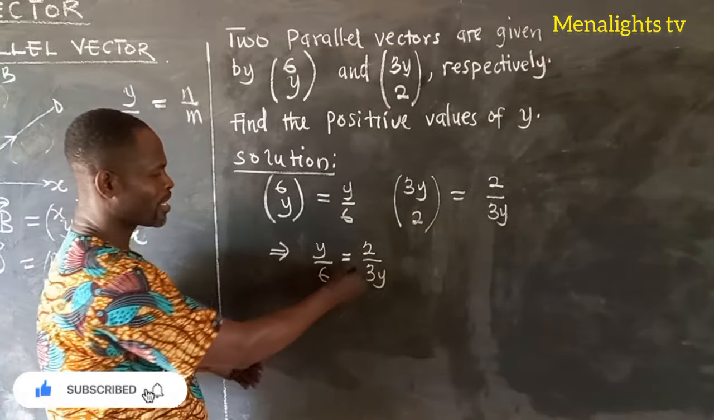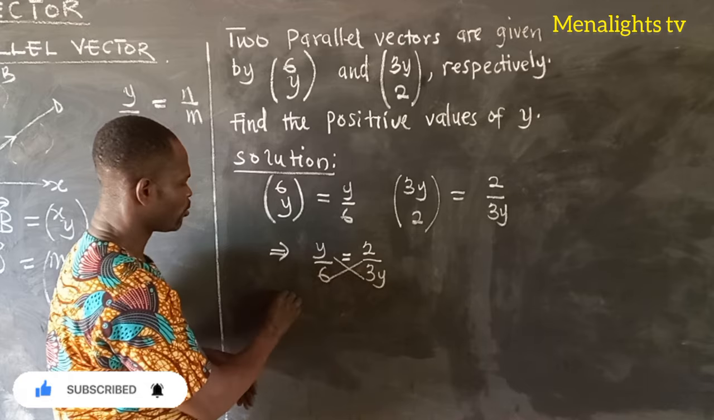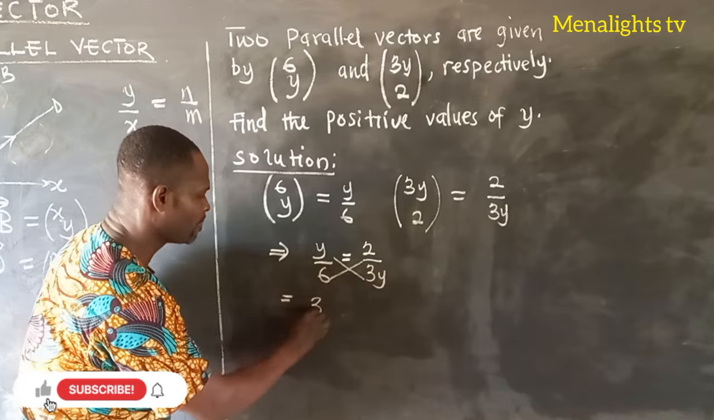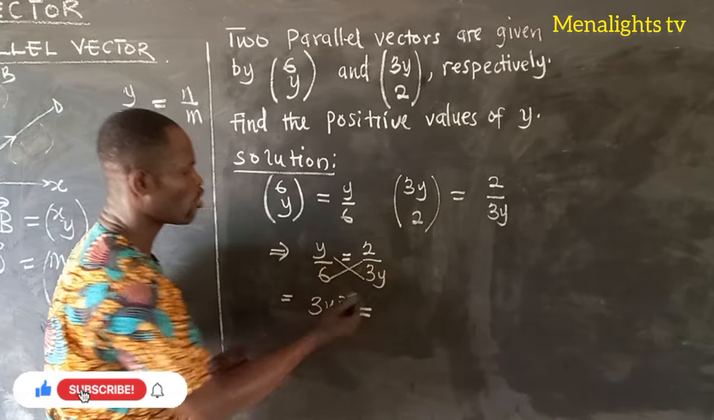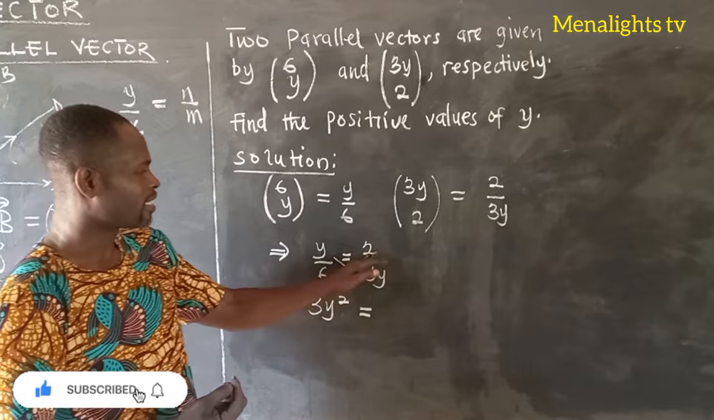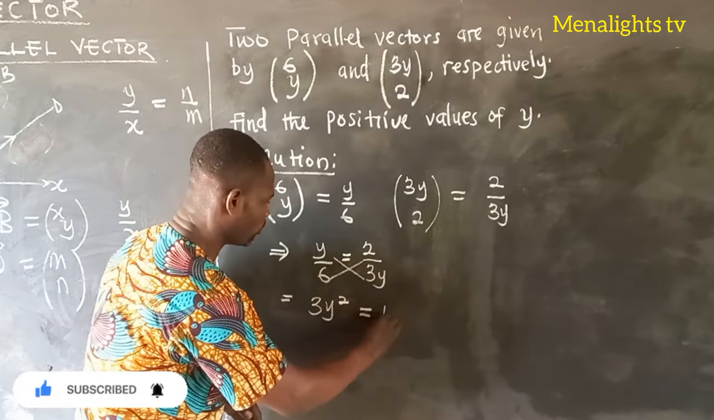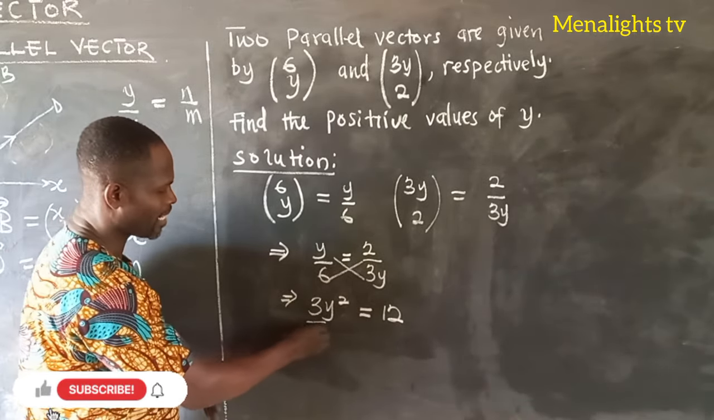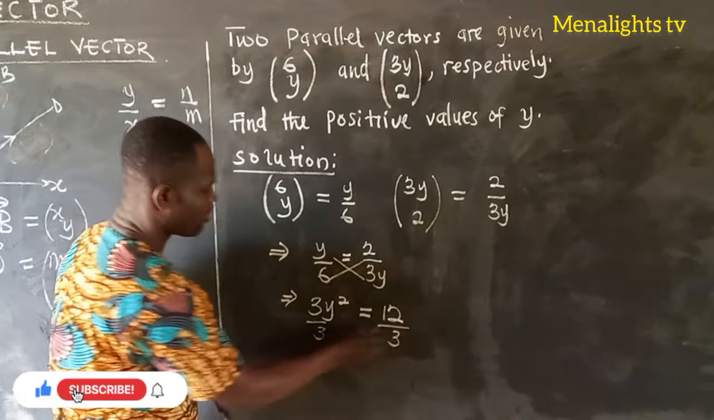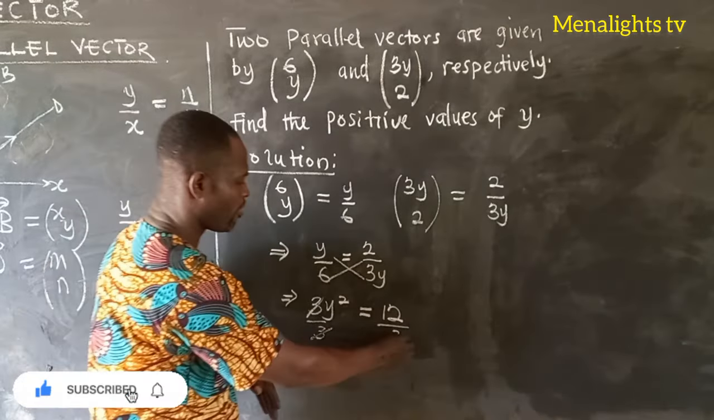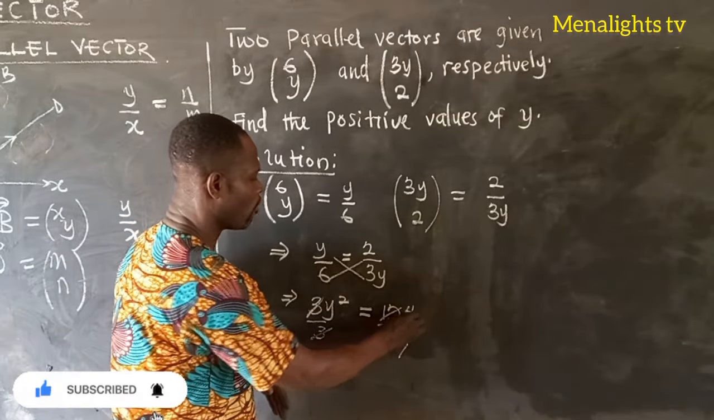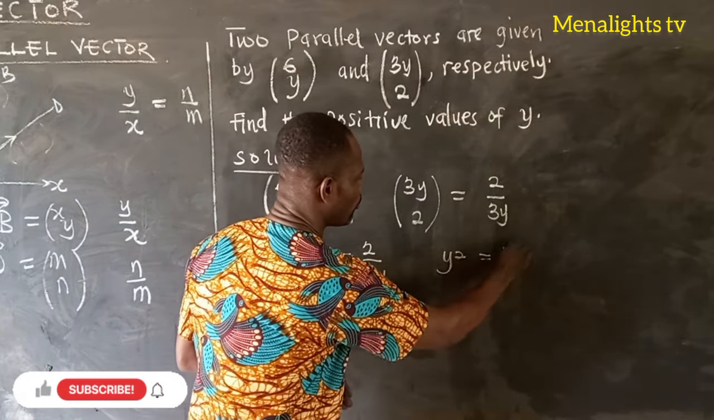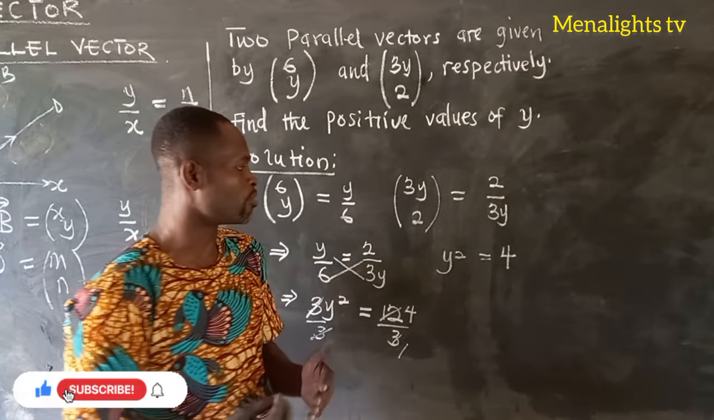From there, we can cross multiply. Once we cross multiply, y times 3y will give us 3y squared, which is equal to 6 times 2, which gives us 12. So we divide both sides by 3. 3y squared divided by 3 gives y squared, and 12 divided by 3 gives 4. So what we have is y squared equal to 4.